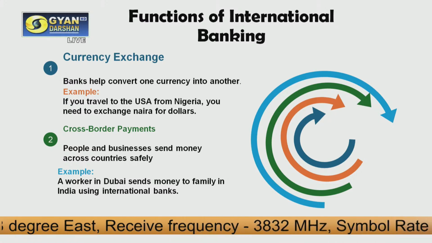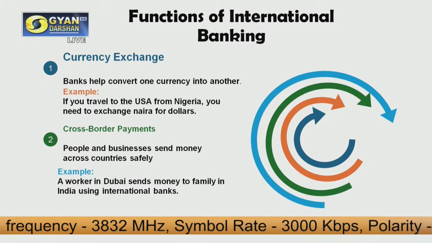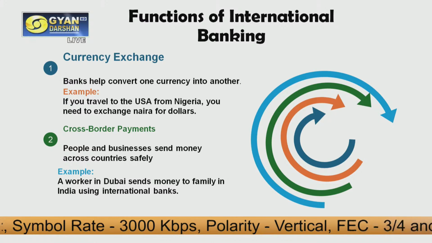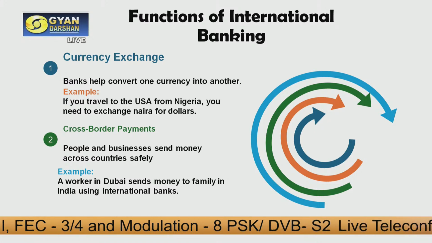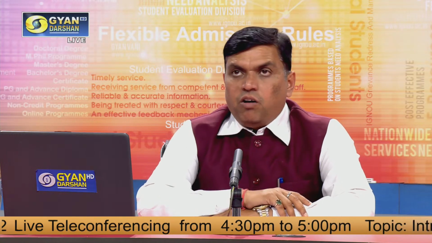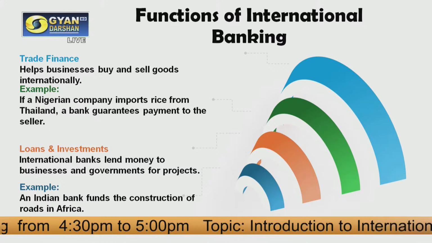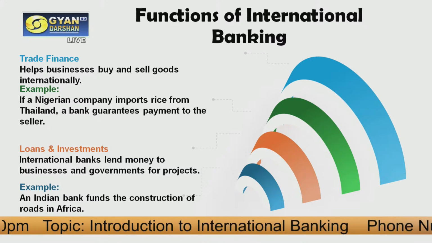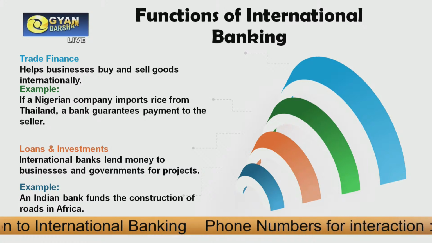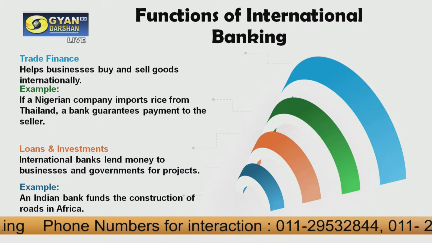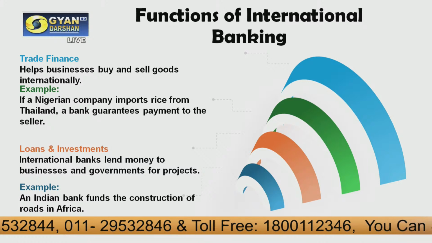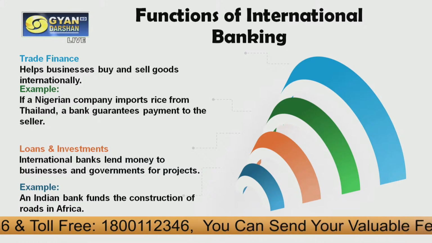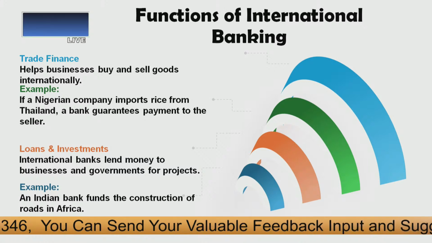Number two is cross-border payments. They help people and businesses send money across countries safely. For example, if a worker in Dubai wants to send money to family in India, they can use international banks for that. The other function of international banking is trade finance. That is, they help businesses buy and sell goods and services internationally. For example, if a Nigerian company imports rice from Thailand, a bank guarantees payment to the seller. So the international bank can also act as a guarantor here, which facilitates trade financing.